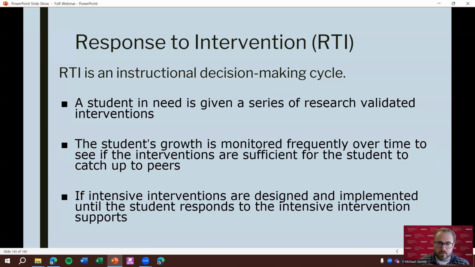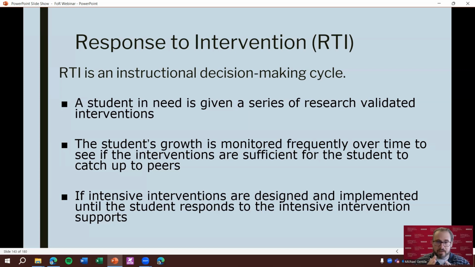Okay. So what we want to do is give them evidence-based instruction and monitor their growth using reliable and valid assessments. If the interventions are designed and implemented well, and the student responds to the intervention, right? That's the goal. RTI, response to intervention. We want the student to respond to the intervention. We want to make it likely that they respond by using an evidence-based practice, and we want to be aware that they're responding by monitoring their progress.